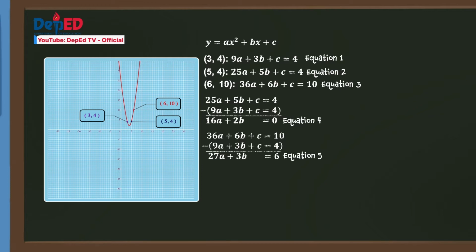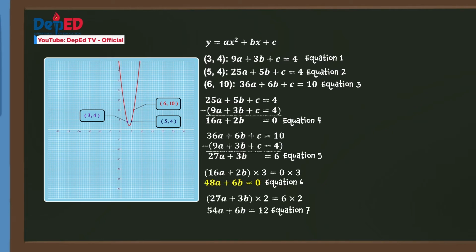If we wish to eliminate the variable b, then we have to make the coefficients of this variable in both equations equal. But how? 2 and 3 are the coefficients of b. Their LCM is 6. Thus, we must multiply both sides of equation 4 by 3 to make the coefficient of b 6, while both sides of equation 5 must be multiplied by 2. Hence, the equations 48a plus 6b equals 0 and 54a plus 6b equals 12.